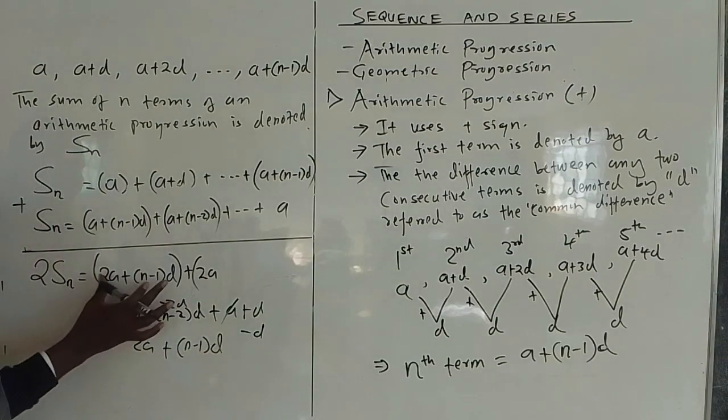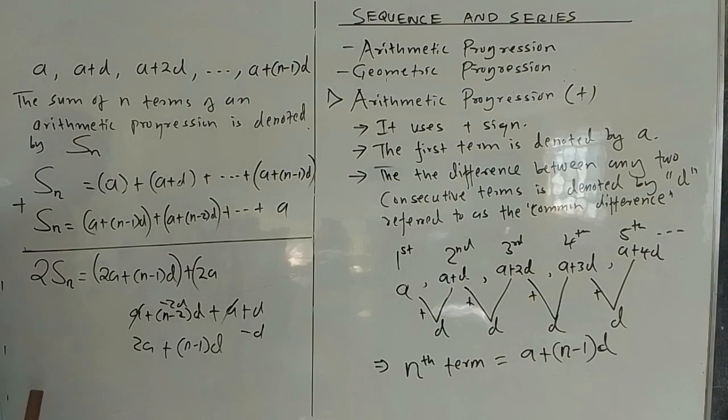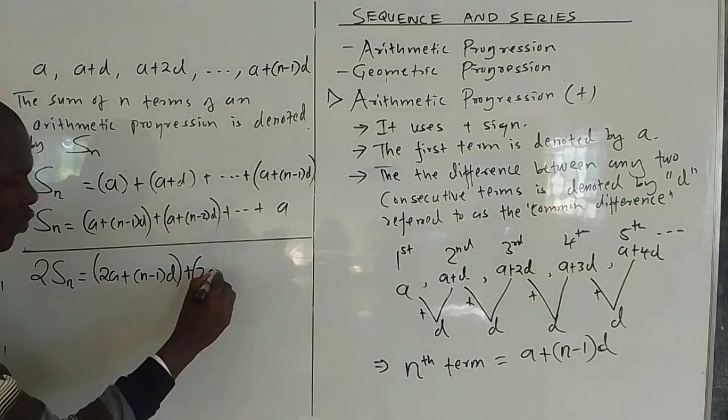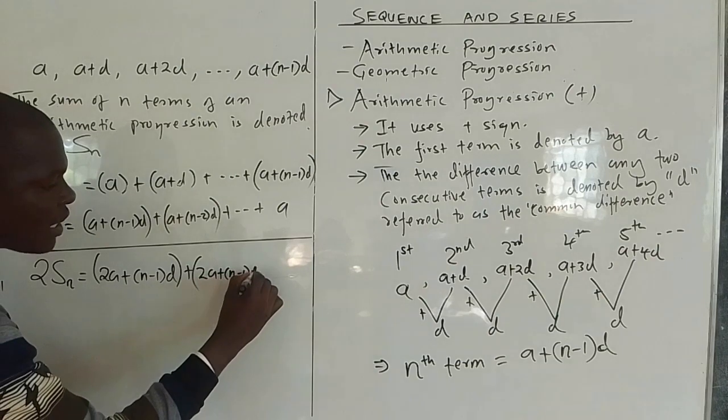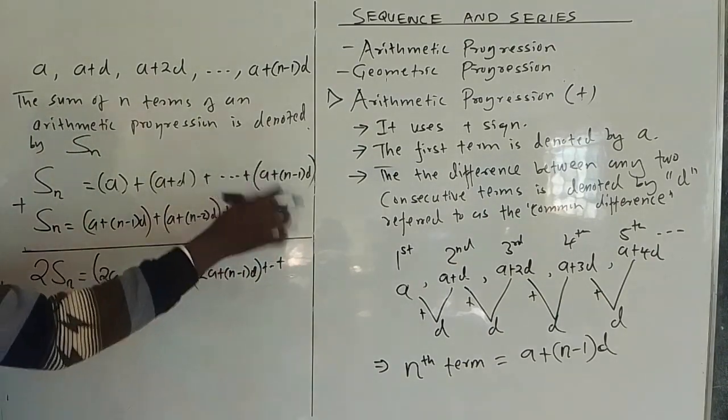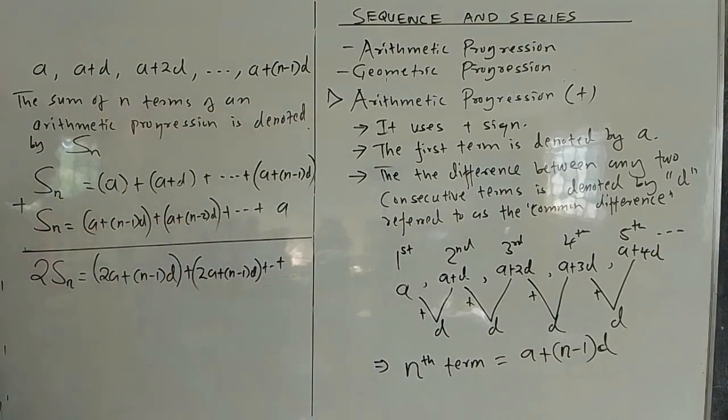Are you seeing you are getting the same thing as this? You are getting the same thing, which is 2a plus n minus 1 d. Then plus, and the last one is what? A plus a, so you still get the same thing. Are you seeing that?